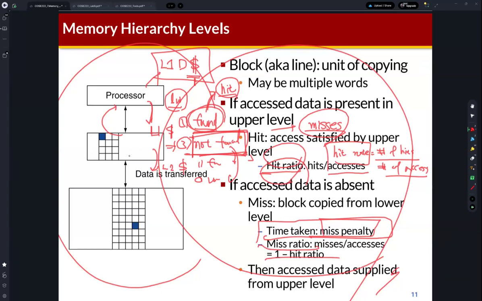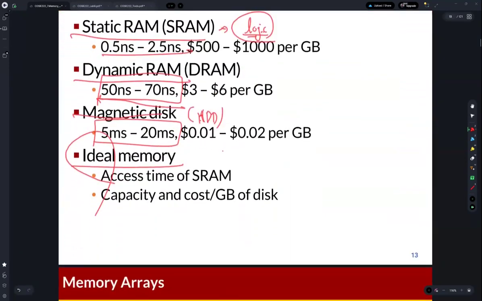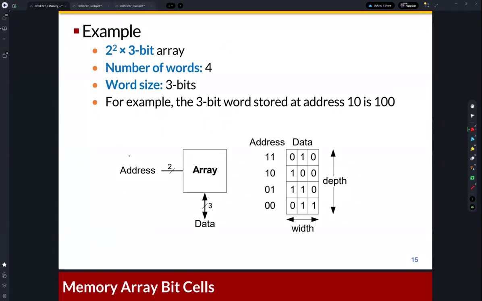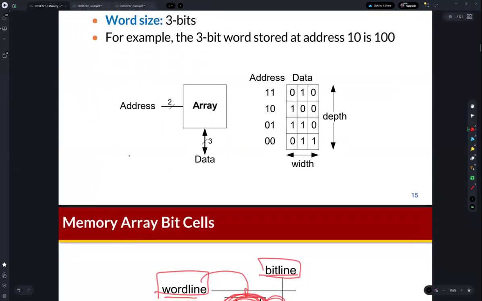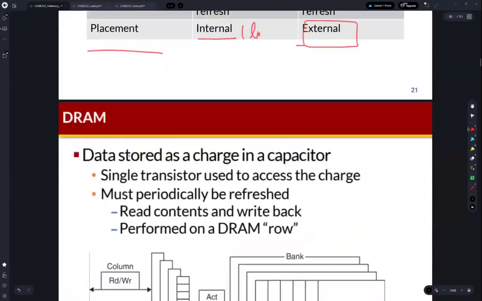That's what we learned. In order to increase the performance, we need to increase the hit ratio. Obviously, it means the requested data are frequently found in the high level memory. Then the performance can be improved. That's what we learned in the previous class.